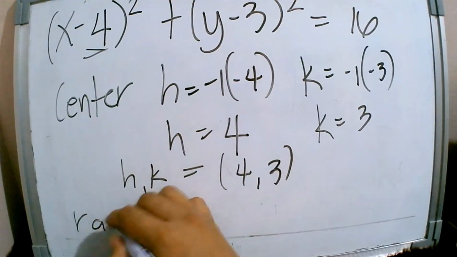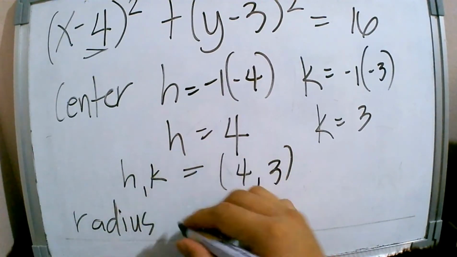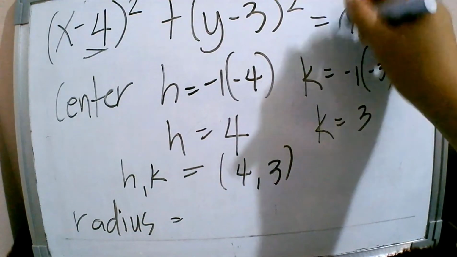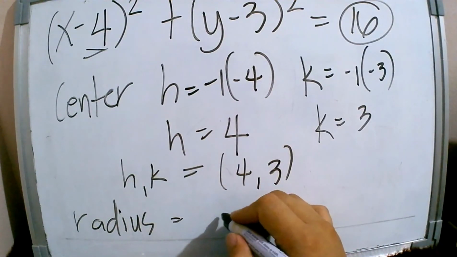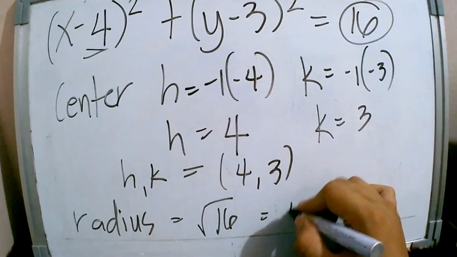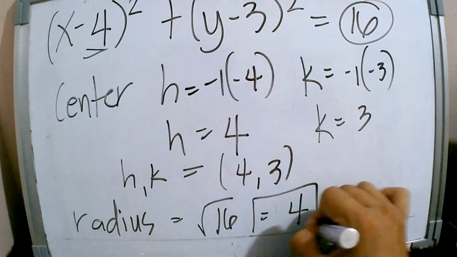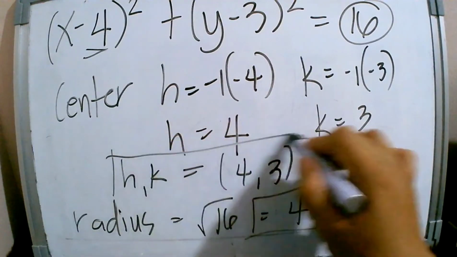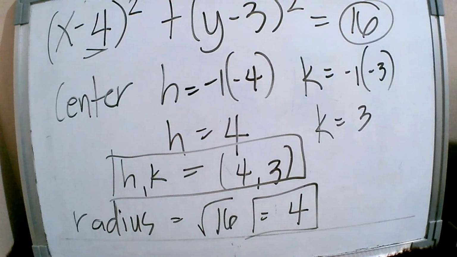How about the radius? So all you have to do is to get the square root of it. So the square root of 16 is equal to 4. So our radius is 4 and our center is 4 and 3.